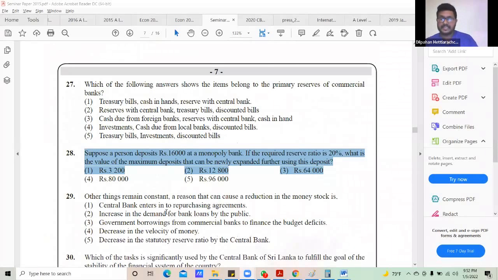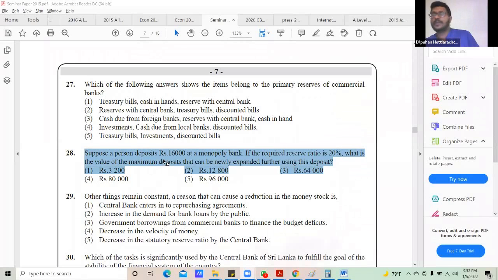So it's the same pattern, but there is a new thing to learn: monopoly bank. The word monopoly is there in the 5th lesson, production cost and market structure. Yes, there is a possibility. What is this monopoly bank? Here, a monopoly bank is not a single bank. Yes, it is a single bank, that's true.